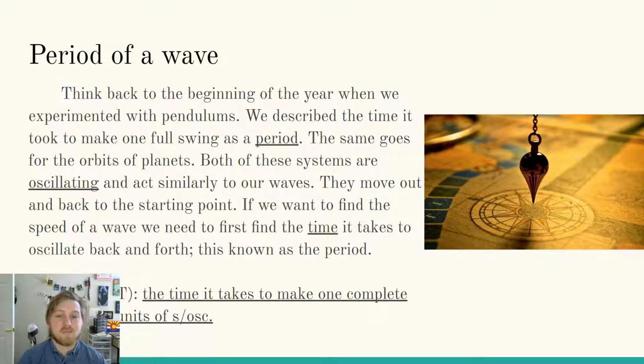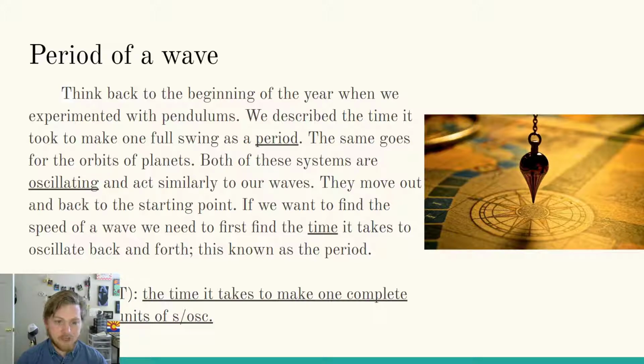Both of these systems are oscillating. They go there and back. Anything that's oscillating is going to be going there and back. So, right now we're not, but waking up and going back to bed, we're oscillating our wakefulness. But anything that's oscillating is going to have wave-like functions. So they move out and back to the starting point.